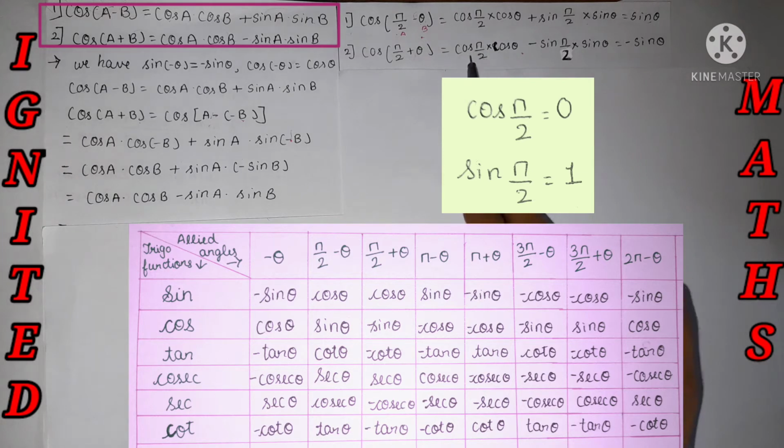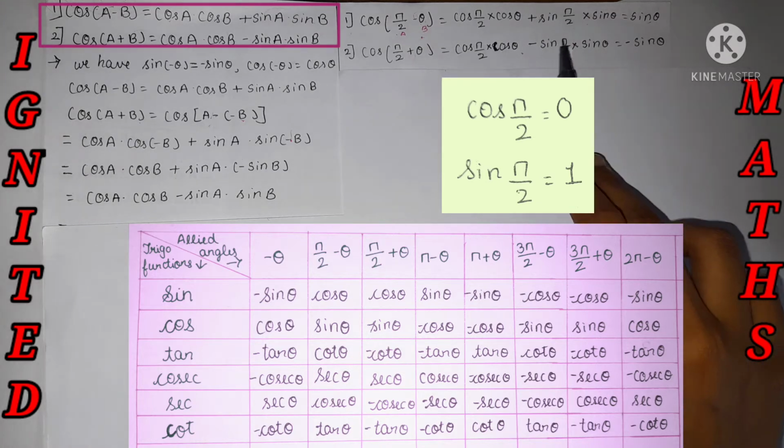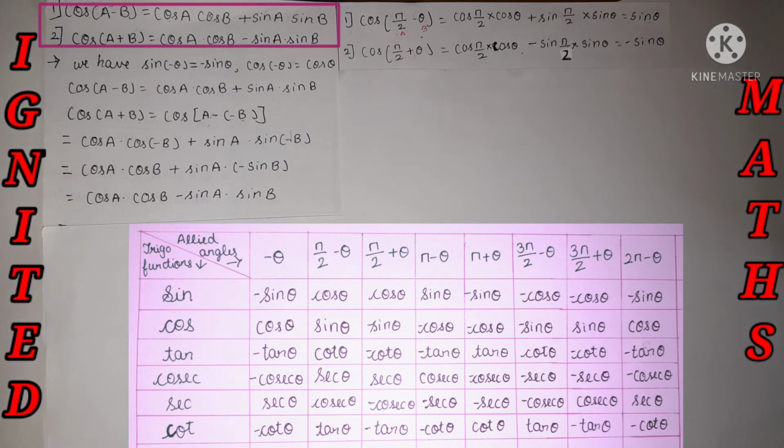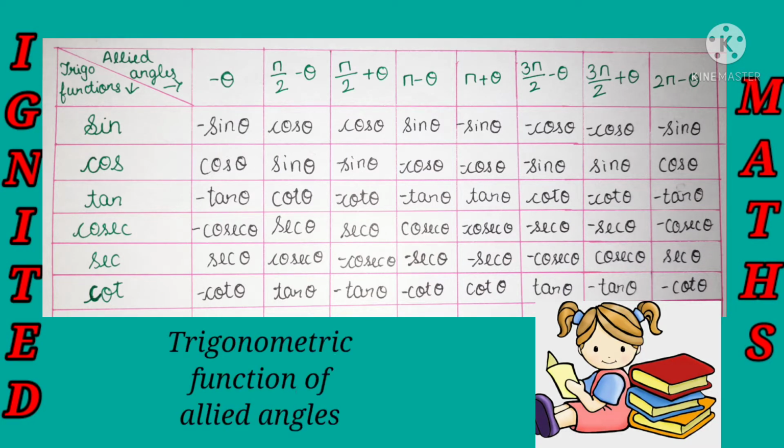And again, cos pi by 2 is nothing but 0, minus sin pi by 2 is nothing but 1. Yes, 0 into cos theta just vanished. And sin pi by 2 is nothing but 1. So minus 1 into sin theta, it's nothing but minus sin theta. We came across the formula of the trigonometric functions of the compound angles. So with the help of the formula of the compound angles, we can even prove the trigonometric functions of the allied angles. So here is the table which we have constructed already.